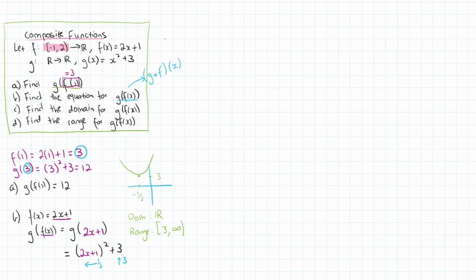So let's make a conveyor belt, and this can be the first piece of machinery that it goes into, called F, and a second piece of machinery called G.